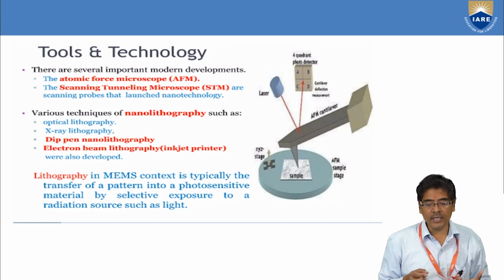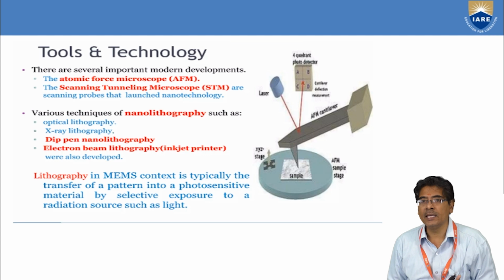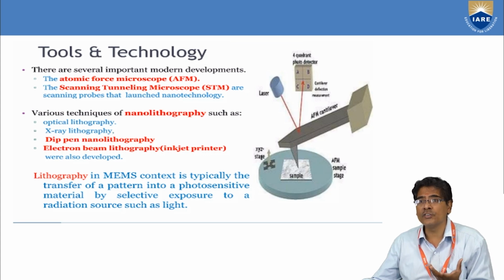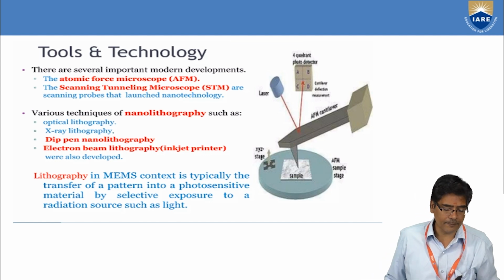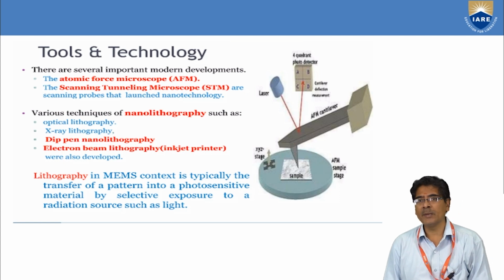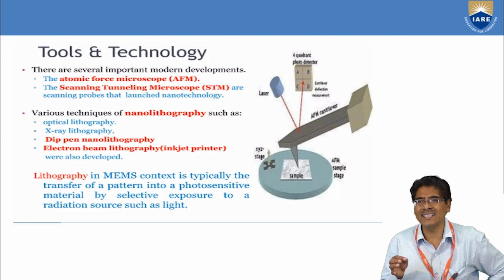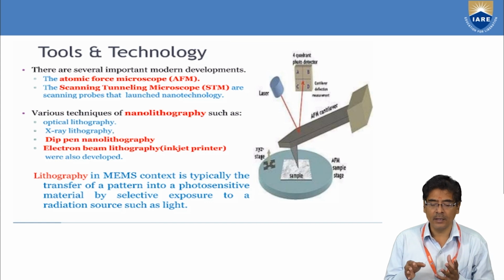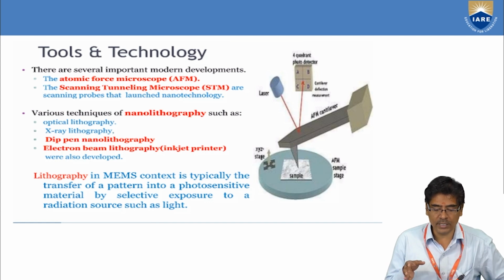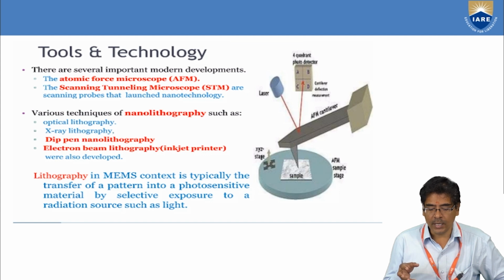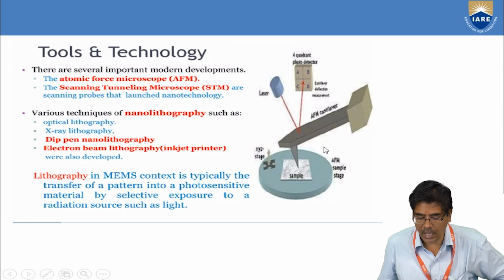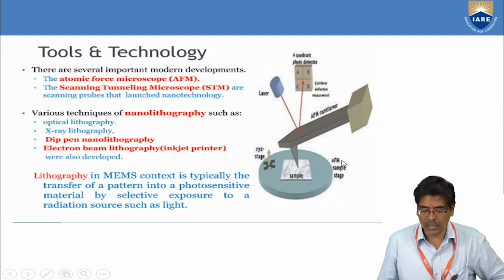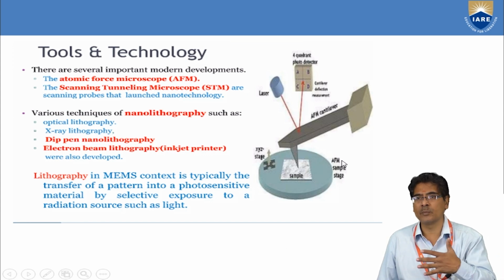Right. So lithography in the MEMS context is typically the transfer of a pattern. That is what I told you. Transfer of a pattern into a photosensitive material by selective exposure to a radiation source such as light. Right. So lithography in MEMS, that means microelectronic microstructure context, is typically the transfer of a pattern into a photosensitive material by selective exposure to a radiation source such as light. If you can see this figure, I'll explain this figure in the next video, right?